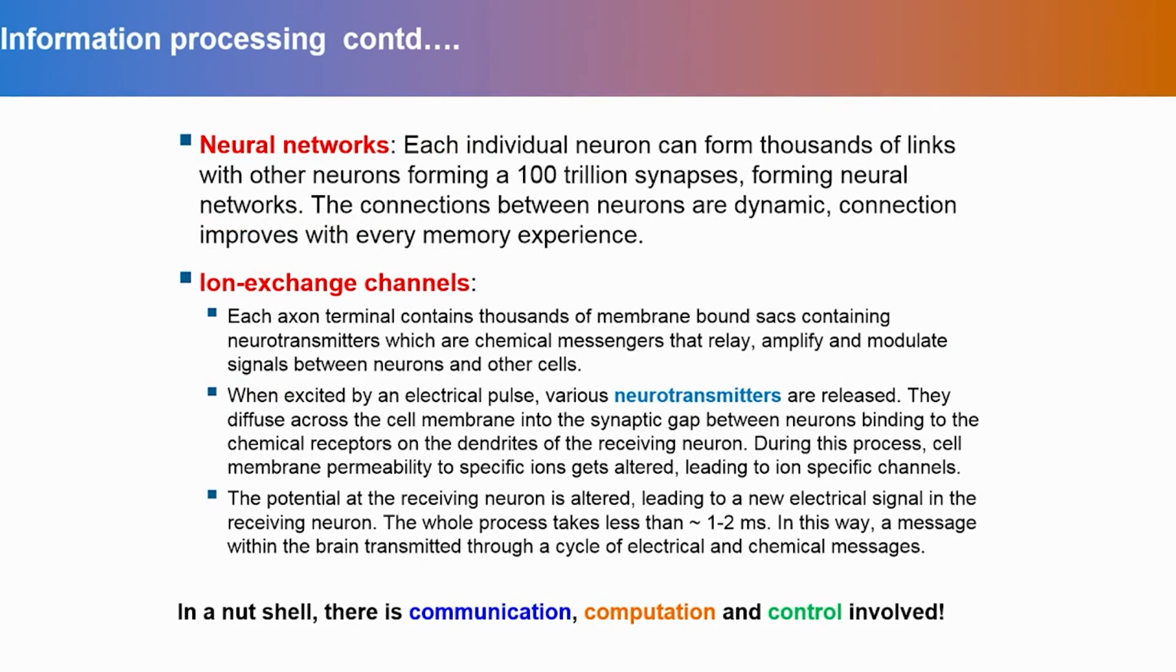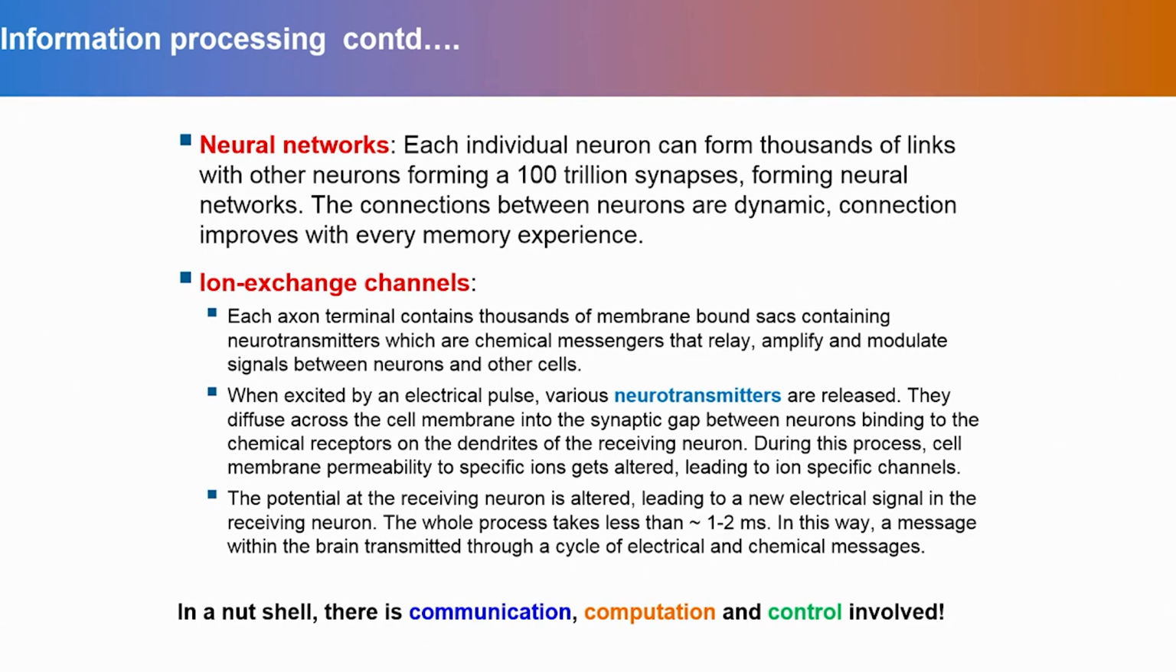Now, we have these neurons. We are interested in connecting these neurons together to formulate neural networks in the artificial sense. But what is it from the biological perspective? Each neuron can form thousands of links with other neurons, forming typically about 100 trillion synapses, forming neural networks. These are biological neural networks, and based on this evidence, we would also like to develop artificial neural networks which are motivated through these ideas.